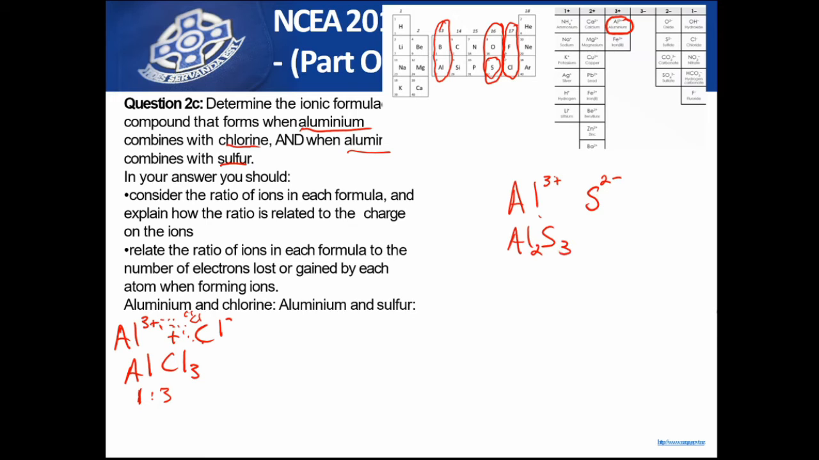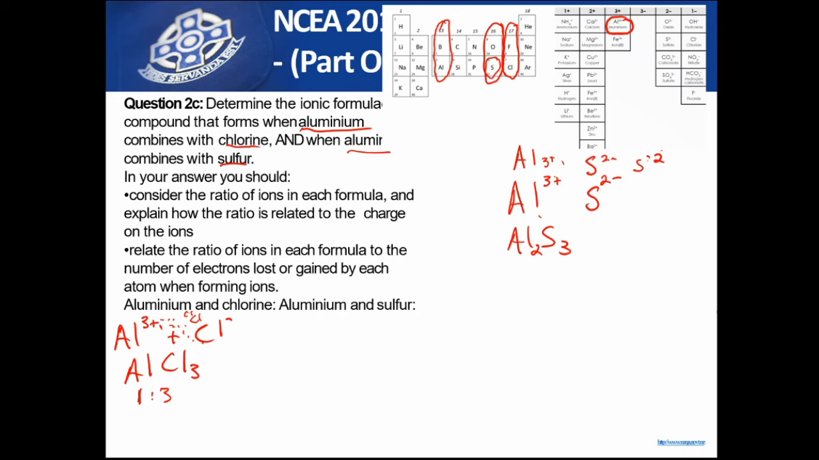But we need to know why those numbers are there. And that is because the common denominator between them is going to be 6. So we need 2 aluminiums. Okay, that is what that 2 over there means. To combine with 3 sulfurs, because now how many negative sulfurs do we have? Negative 2, negative 4, negative 6. And that balances out with aluminium, plus 3, plus 6.